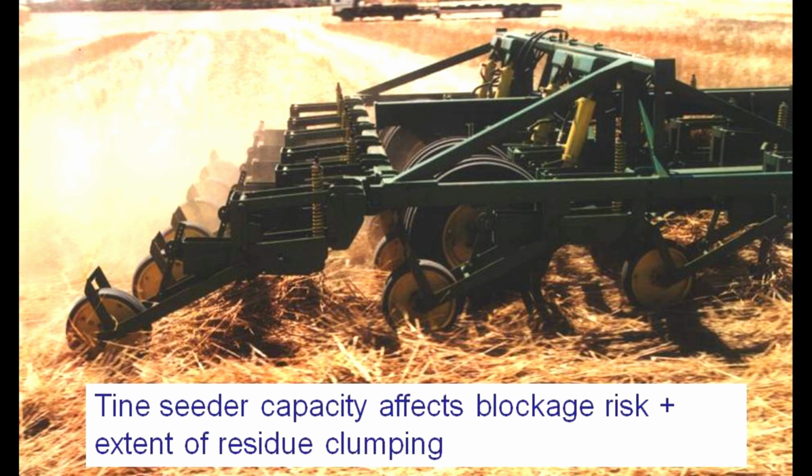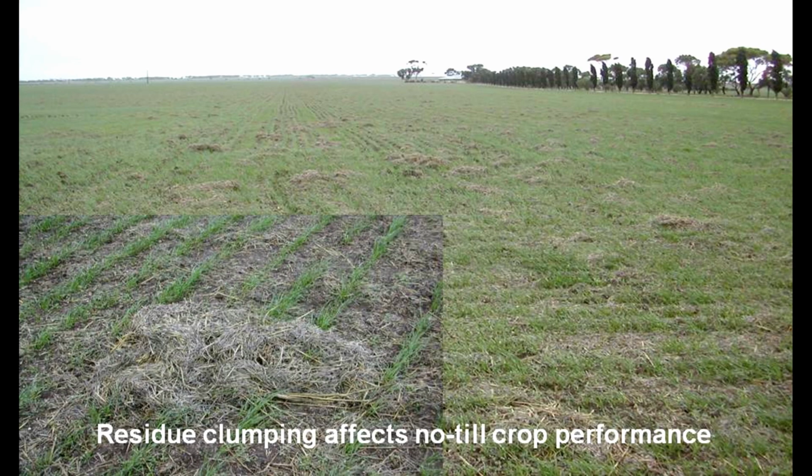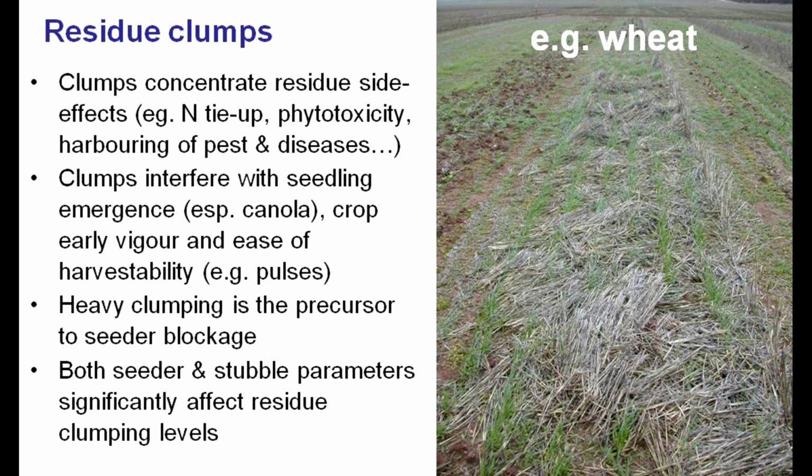In terms of tine seeder capacity, this is both about avoiding blockage of the machine but also minimizing clumping. We did a bit of work looking at the impacts of clumps. This is a typical result with a heavy crop sown by a tine seeder with lots of clumps. Essentially, the clumps are concentrating the side effects of residue. There are many different physical aspects: we talked about nitrogen tie-up, but also phytotoxicity, harboring of pests and disease. These are key issues that you get in clumps.